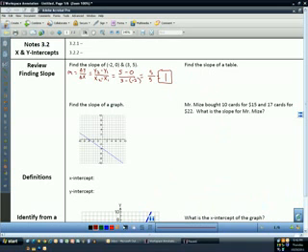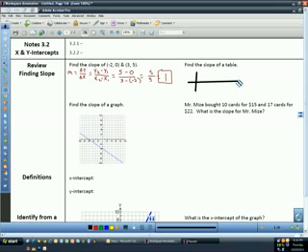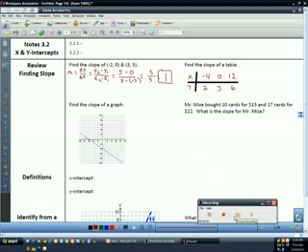The next thing we're going to do is find the slope from a table. So I will go ahead and give you the table. The x values are -4, 0, 12. The y values are 2, 3, and 6. Go ahead and pause this video and try to find the slope of this table on your own.